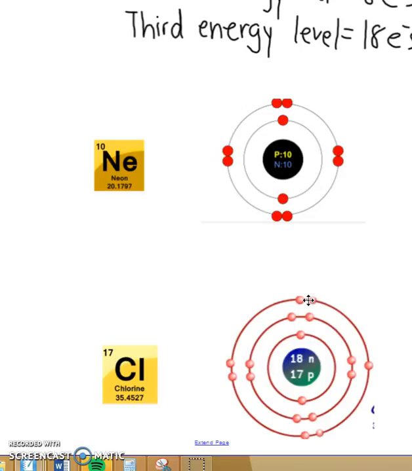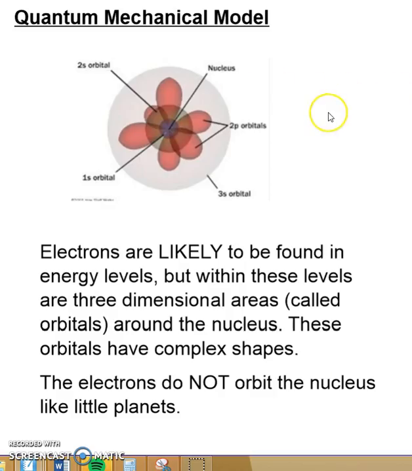This is a basic model of how electrons are arranged in atoms, and it's good, but it gets way more complicated. And the more complicated model is called the quantum mechanical model. This model states that electrons are likely to be found in energy levels, but within these levels are three-dimensional areas called orbitals that have very complex shapes. And not only do these have complex shapes, but we found out that electrons do not orbit the nucleus like little planets. They zip all over the place. Their behavior is called erratic. And really smart people can predict where these electrons are going to be using a lot of mathematics, but it is just a prediction.